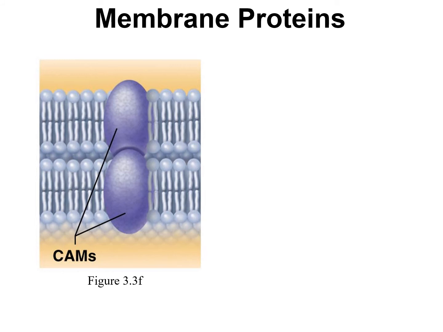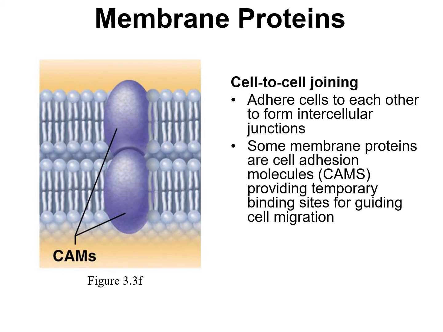Cells often interact with their neighbors, and the proteins on the extracellular surface of their membranes can interact with the proteins on the extracellular membrane of adjacent cells, forming multiple types of what are called intercellular junctions. Some of these membrane proteins form what are called cell adhesion molecules that can provide temporary binding sites for guiding other cells during cell migration, as well as other cell-to-cell interactions.